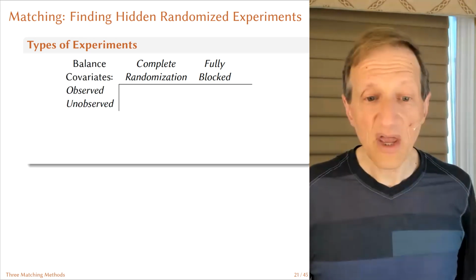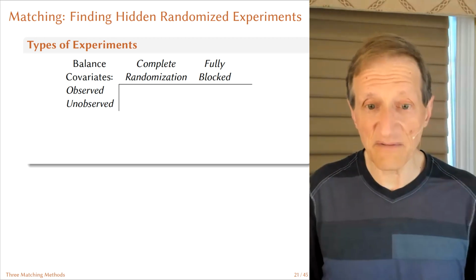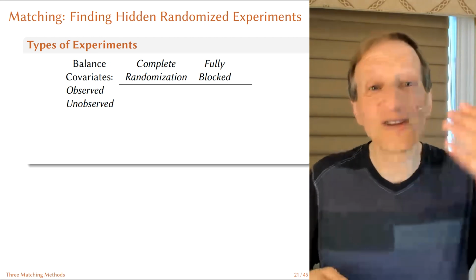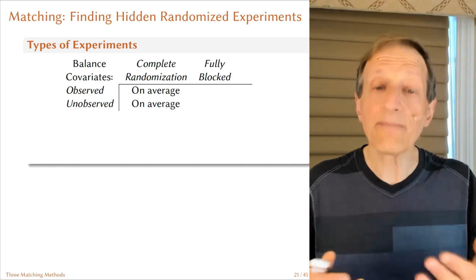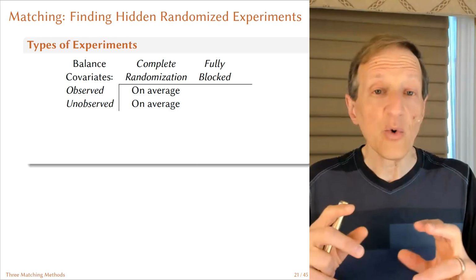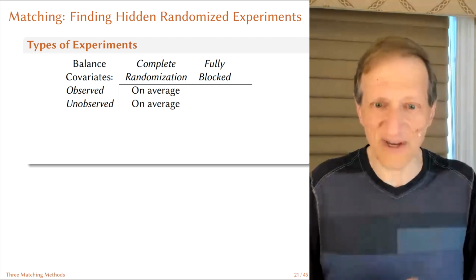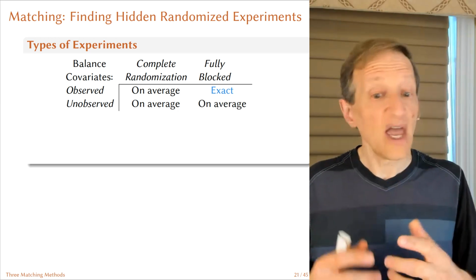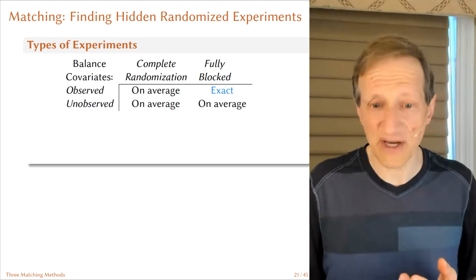We can think about both by focusing on the balance, because that's really the point of these types of randomization and types of experiments. So there's balance on the observed variables, and there's a balance on the unobserved variables. For complete randomization, we get both on average. We get balance with respect to the variables we think to measure and the variables we didn't measure, and the variables we didn't even imagine that we should have measured. That's an incredible innovation. A fully blocked experiment, however, is better. You get exact balance on the observed variables, and you still get balance on average with respect to the variables that you didn't or couldn't measure.